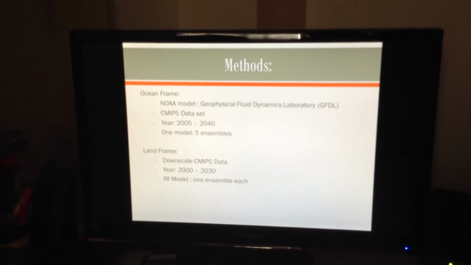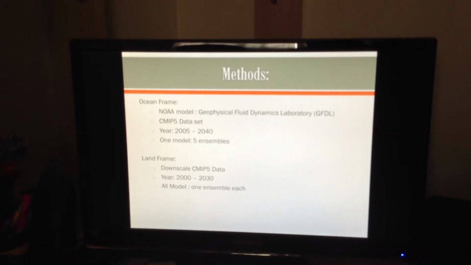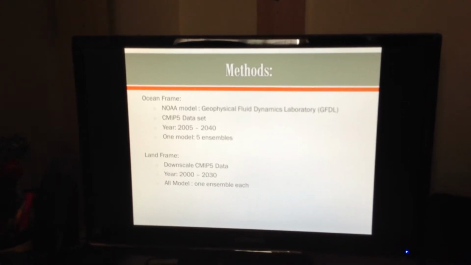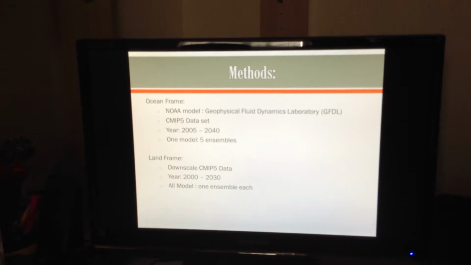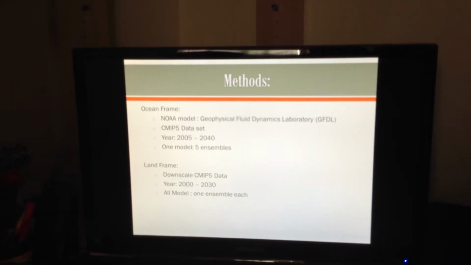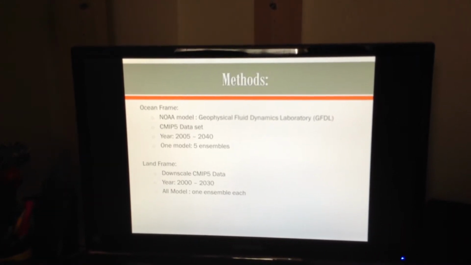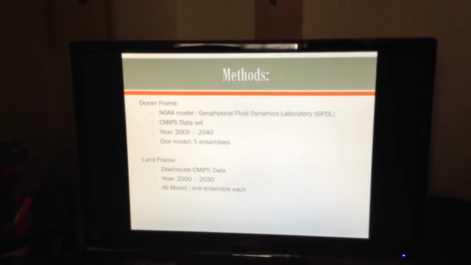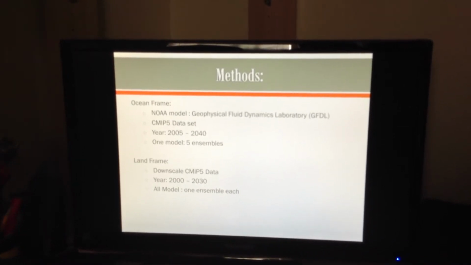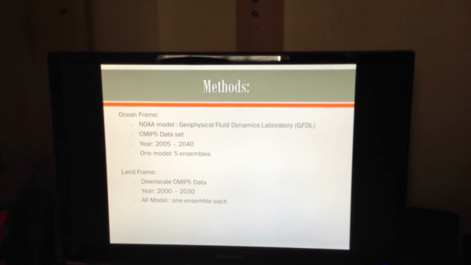Before we start, I'd like to tell you my methodology. For the ocean frame, I'll be using NOAA's model, the Geophysical Fluid Dynamics Laboratory model. I'm getting data from a CMIP5 dataset, and the years range from 2005 to 2040. This model will have 5 ensembles in this type of frame.